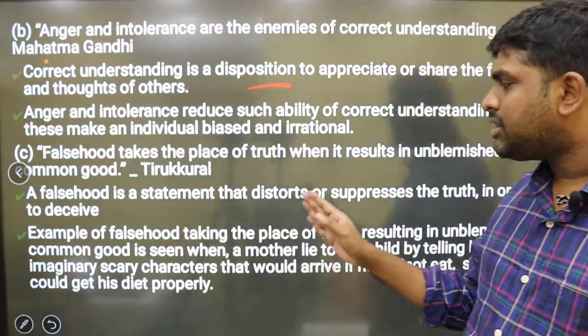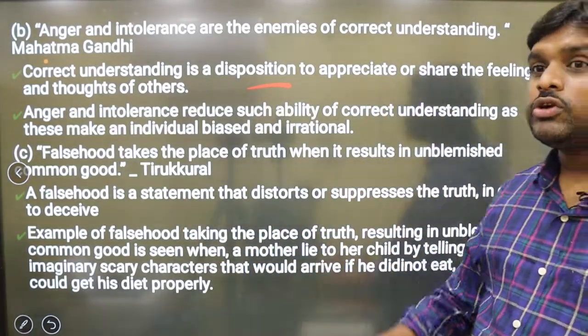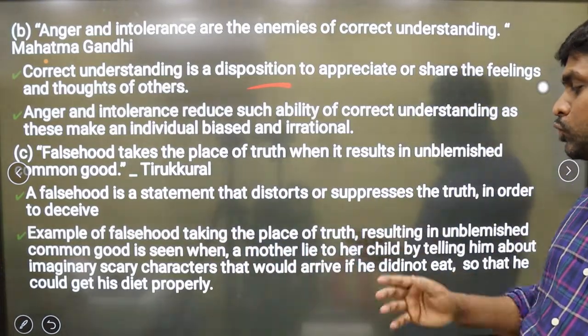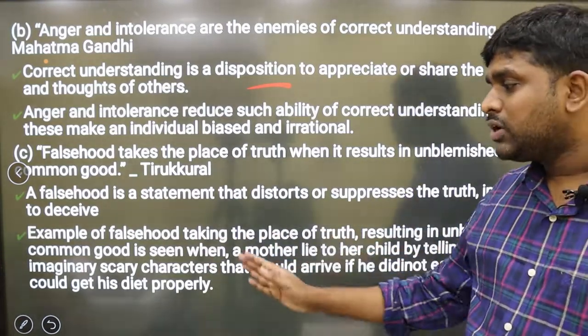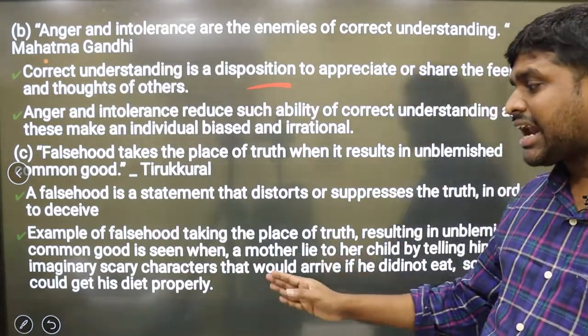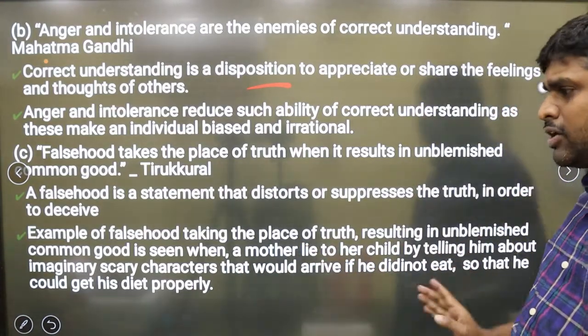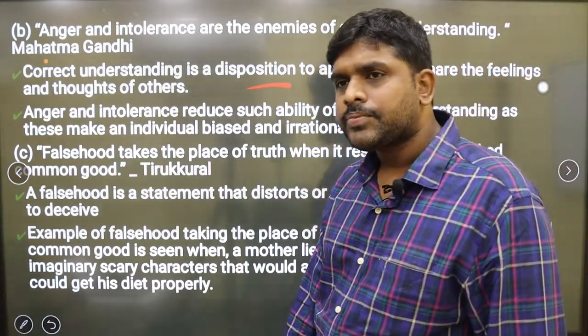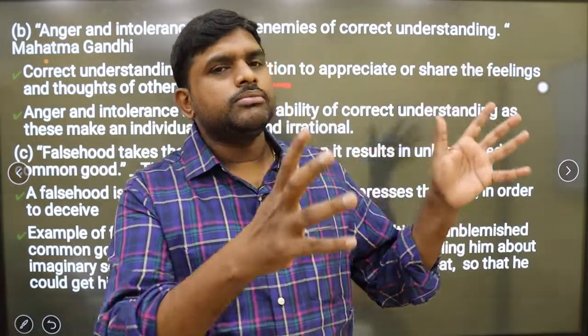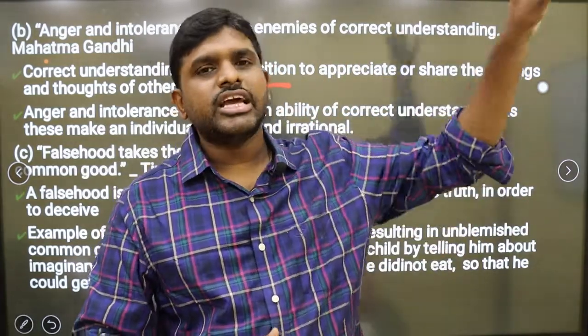A falsehood is a statement that distorts or suppresses the truth in order to deceive. Take any example. Falsehood taking the place of truth, resulting in unblemished common good, is seen when a mother lies to her child by telling him about imaginary scary characters that would arrive if he did not eat, so that he would get his diet properly. That is contextually correct.